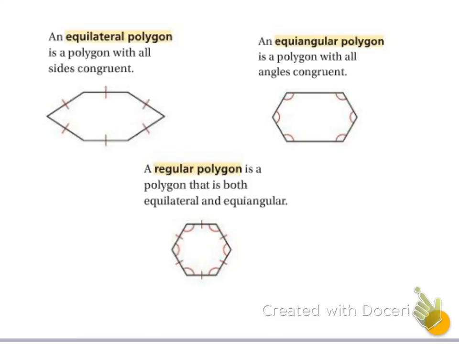An equilateral polygon is a polygon with all sides congruent. Remember, equilateral, all of the outside sides should be equal, while equiangular, all of the angles should be equal or congruent. Okay, here's a new definition. A regular polygon is a polygon that is both equilateral and equiangular. So all of the angles should be equal and all of the sides should also be equal. Make sure you write this down.